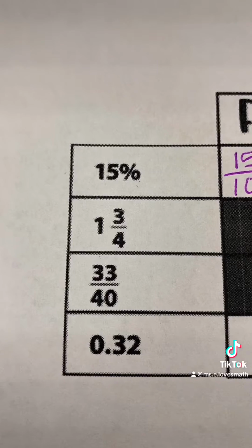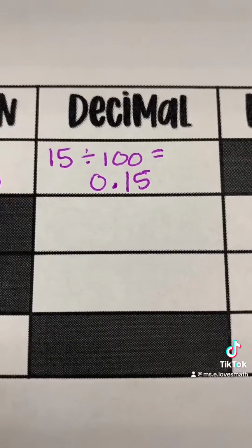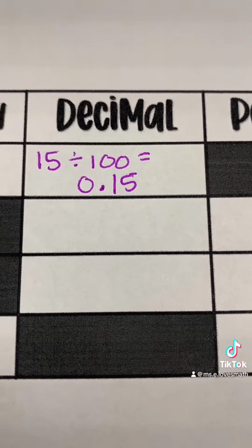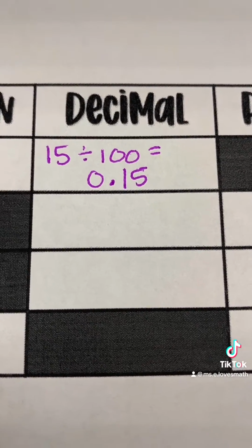To turn a percent into a decimal, you take the percent and divide it by 100. So the decimal version of 15% is 0.15.